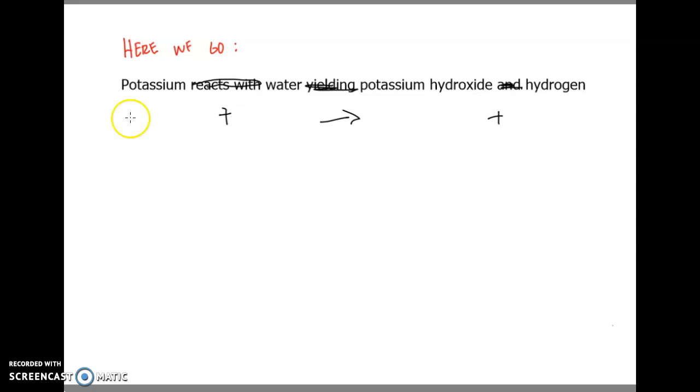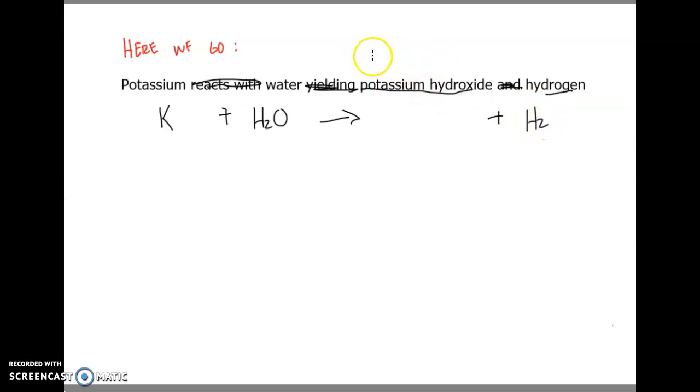Potassium is an alkali metal, so that is a single element atom. Reacts with water, of course, the common name, H2O, yielding potassium hydroxide and hydrogen. Hydrogen is a gas, so hydrogen would be H2.